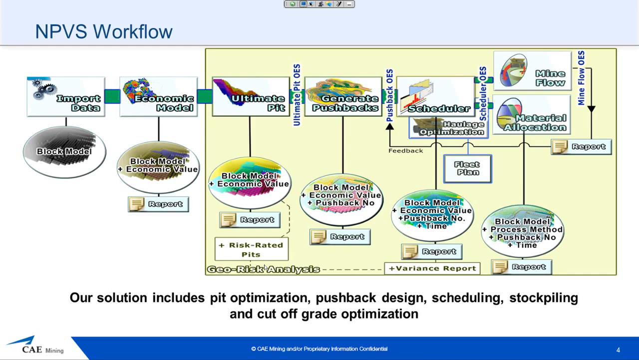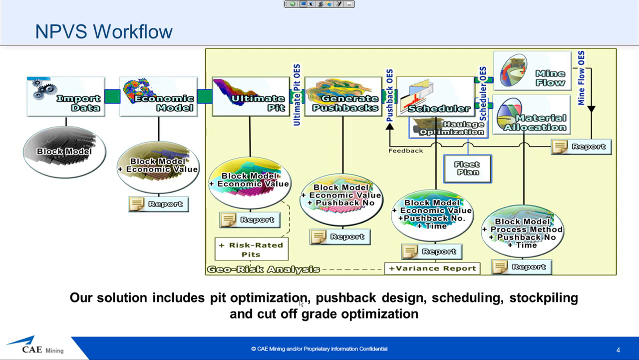Here we do have a note that I'm showing you in the middle where it says ultimate pit OES. That means our software generates a sequence for the blocks, for every single parent cell, in terms of what it should be mined for maximum NPV. Using that, we then move on to generate our pushbacks. Once the pushbacks are generated, we enter them into the scheduler and are able to work with that to try and get something that's optimum. We also have the extra tools of haulage optimization, mine flow allocation, and material allocation. Those will be covered, I think, in a webinar in 2 weeks. So that's the workflow.